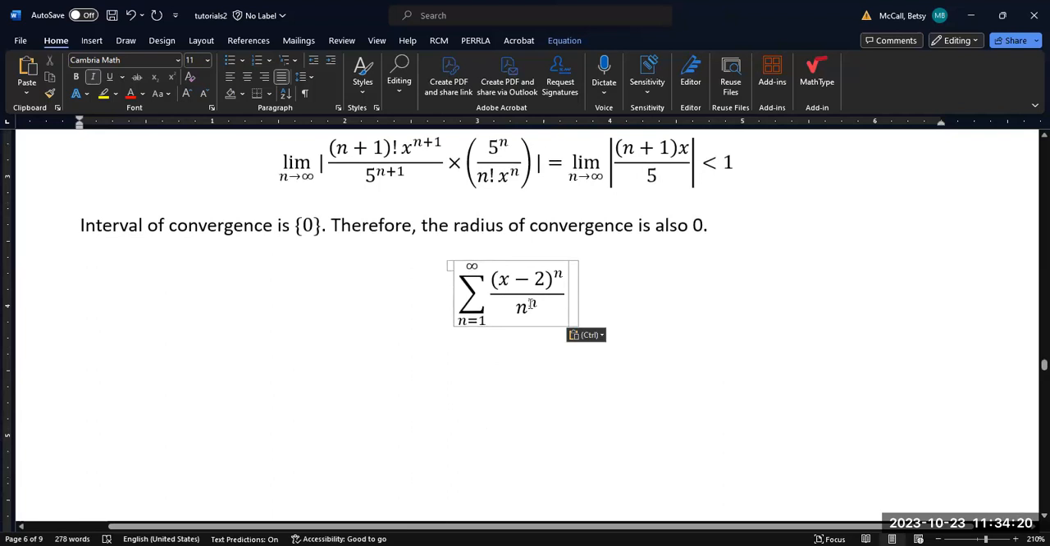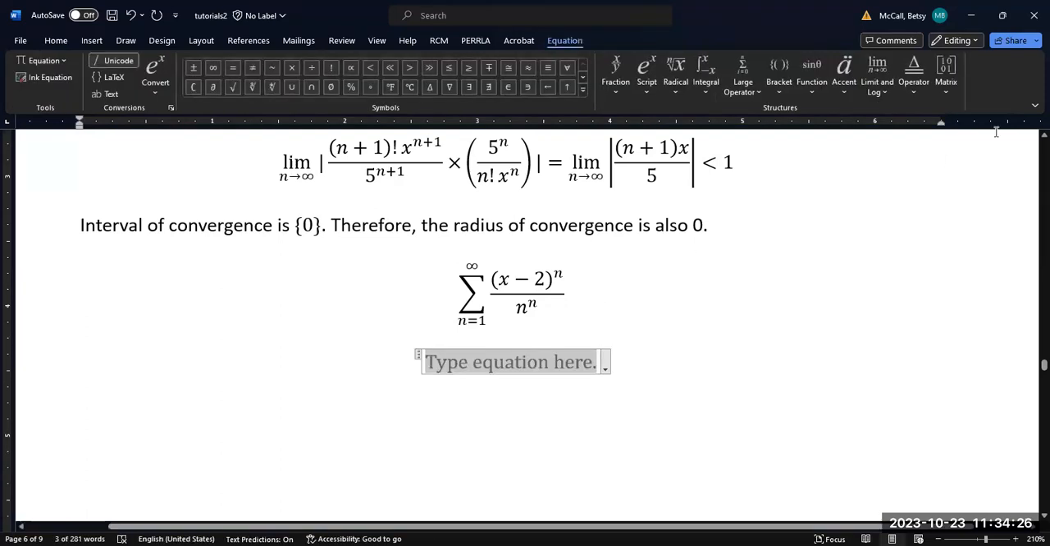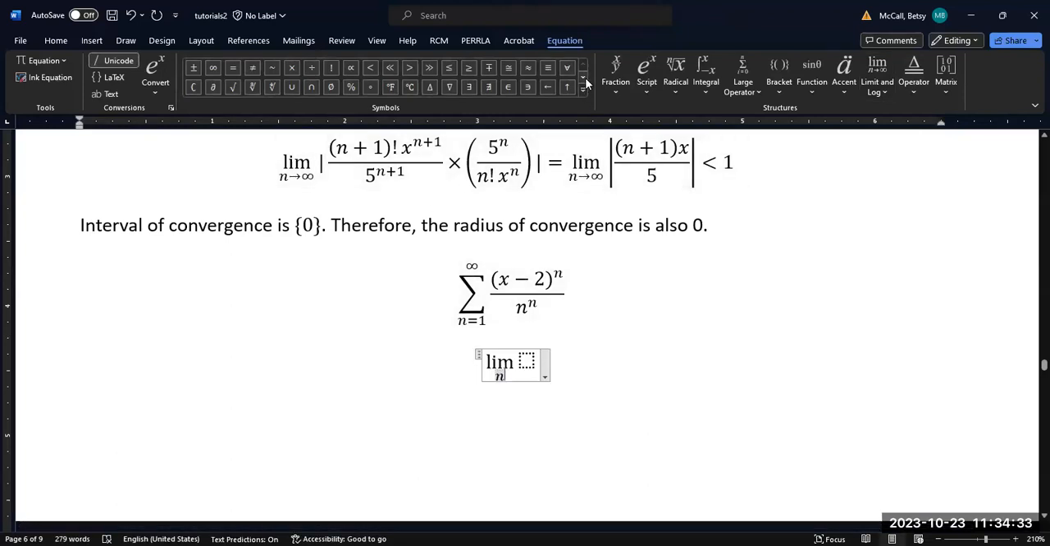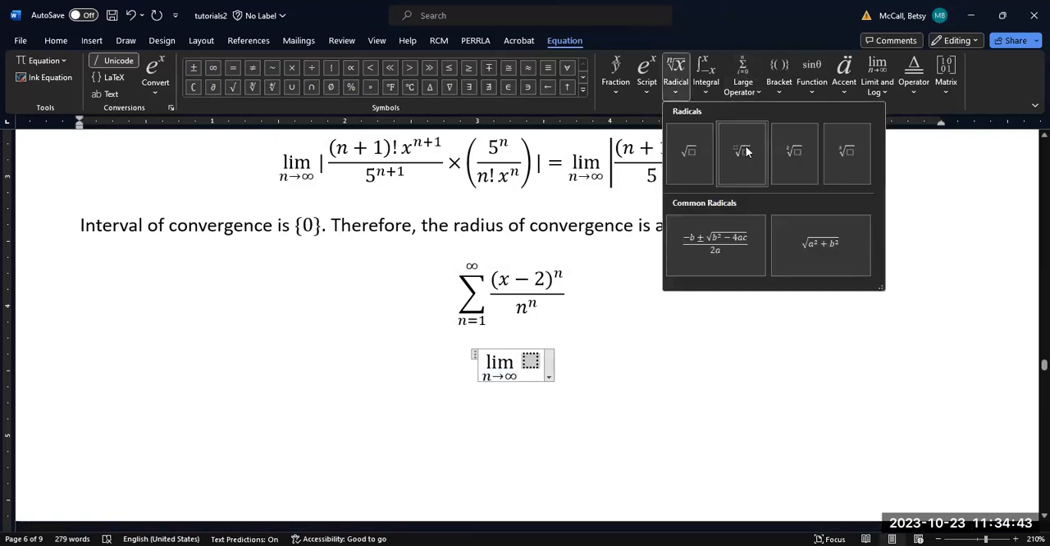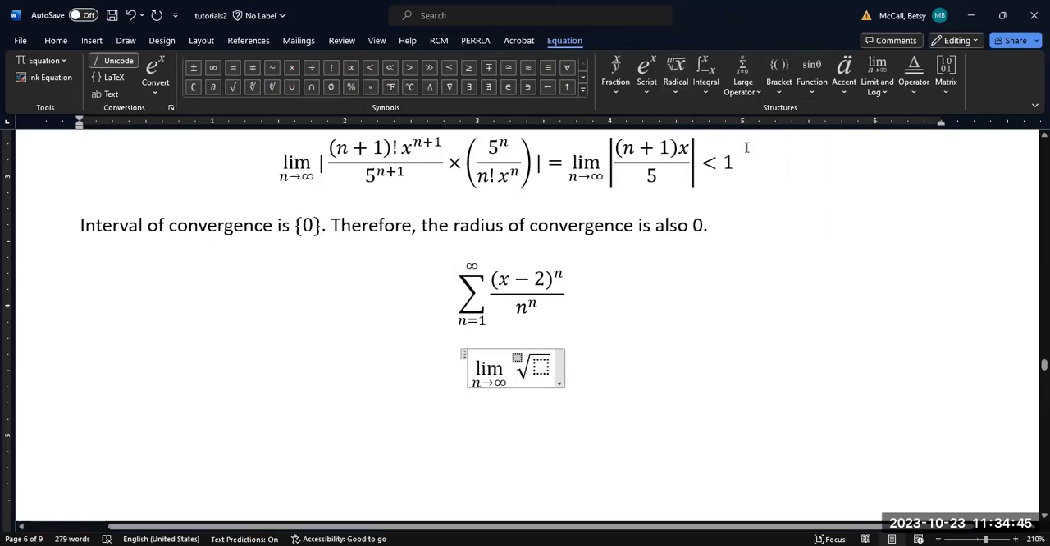Now, since I have no factorials in this, I could use the root test if I wanted, and I'm going to go ahead and do that. If you use the ratio test, it will work exactly the same. So you'll get exactly the same answer.